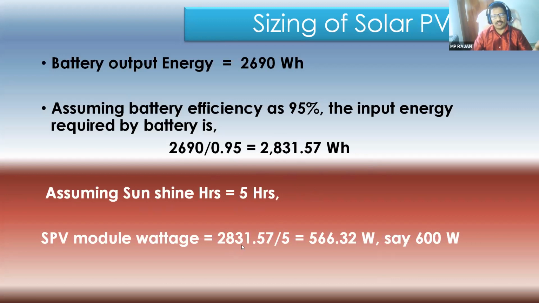Okay, 2831.57 watt hour divided by the sun hours, you will get the watt. So 566 or 600 watt we can say. So you have to go for a solar panel which can supply 600 watt power.